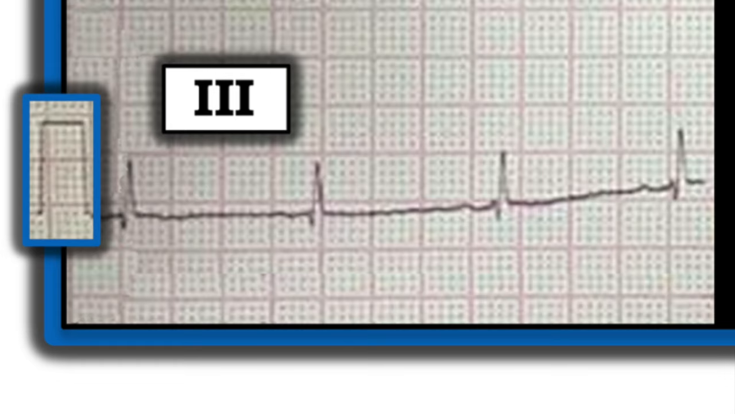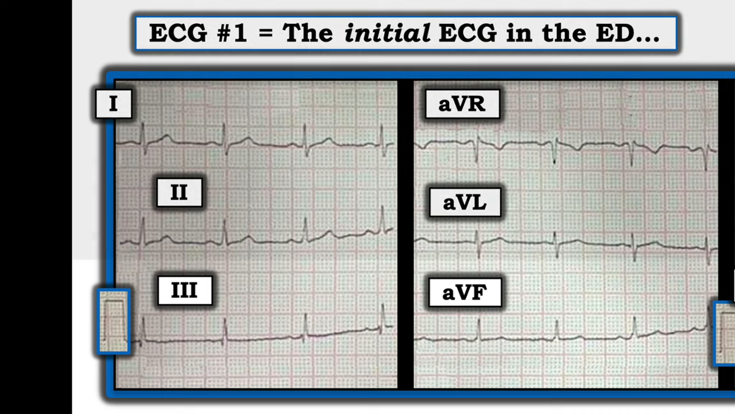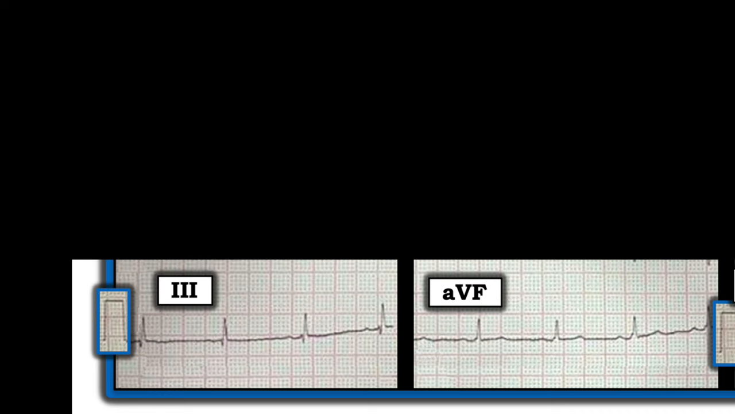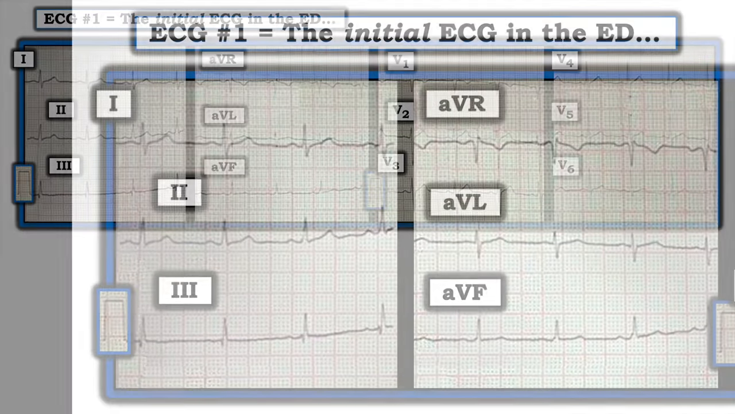Leads 3 and aVF, the inferior leads, I think of them as sitting on the diaphragm. Now, what happens when you take a deep breath in? The diaphragm goes down and then it comes up as you expire. And sometimes you will see Q waves come and go, particularly in leads 3 and aVF. I think that's what we have here. Even if this was a Q wave, it's very, very narrow.